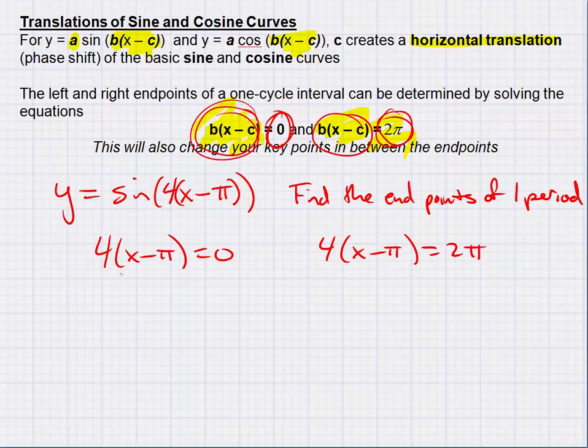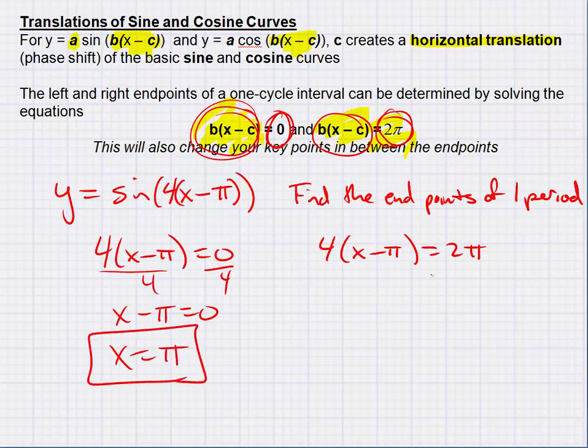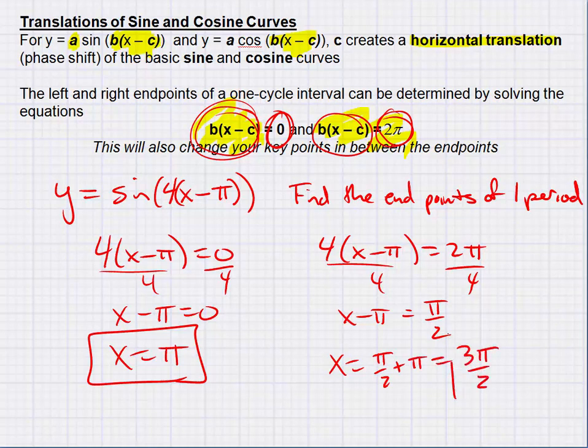So what I'm going to do is divide by 4. I get x minus pi equals 0. Add pi, x equals pi. So that's one endpoint. The other endpoint, divide by 4. x minus pi equals pi halves, because 2 over 4 is a half. And then add pi. Pi halves plus pi is 3 pi halves, and this is my other endpoint. So these are now my new endpoints for my function.